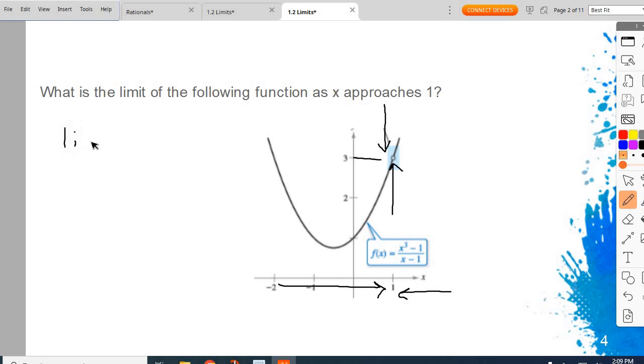Now, our notation for this: we have lim, which stands for limit, and then we have as x approaches, so it's like a little arrow, and then it's 1. And then we have our function, which in this case is f of x, and then it's going to equal some y value, which in this case is 3.